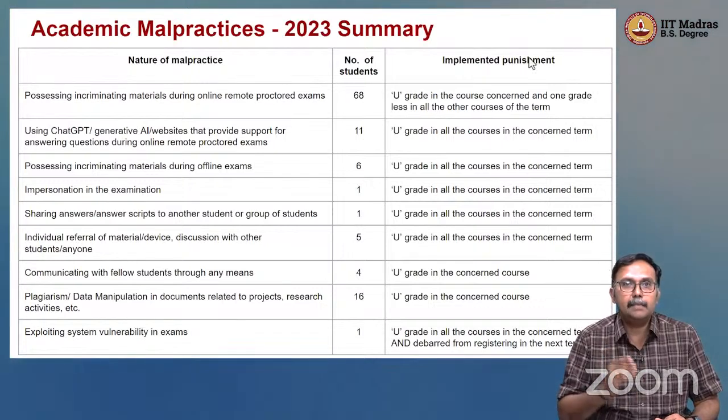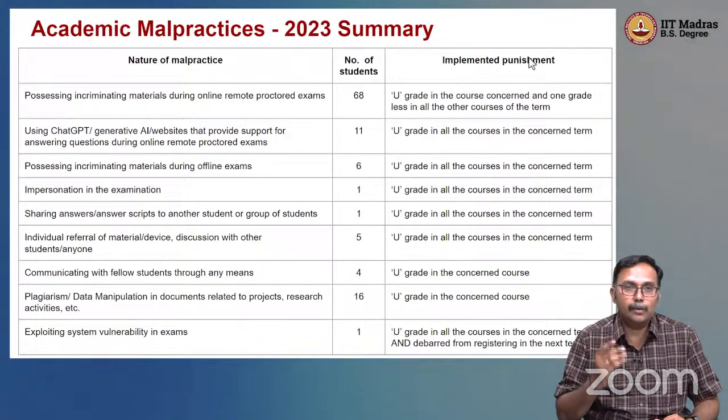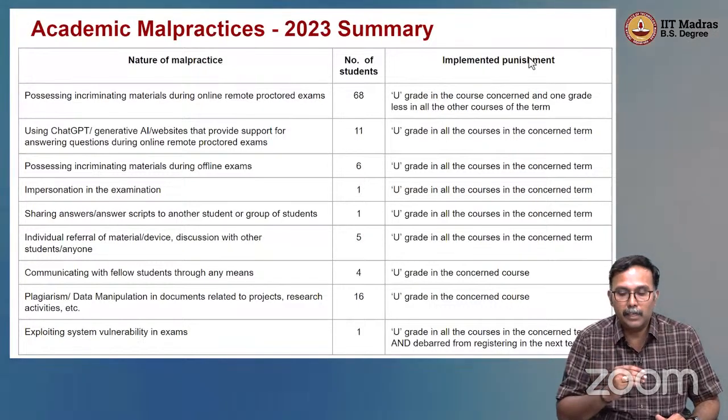When people used ChatGPT or generative AI or other websites to answer questions during an online proctored exam, they were given U in all courses in the concerned term. And when they were possessing incriminating materials during offline exams, again they were given U grade in all the concerned courses. So there were 11 and 6 students who have done these violations. Total of 17 have gotten U grade in all the concerned courses for these 2 violations.